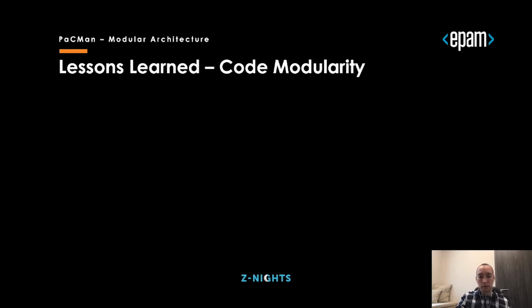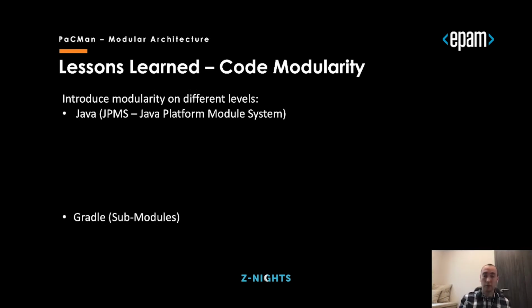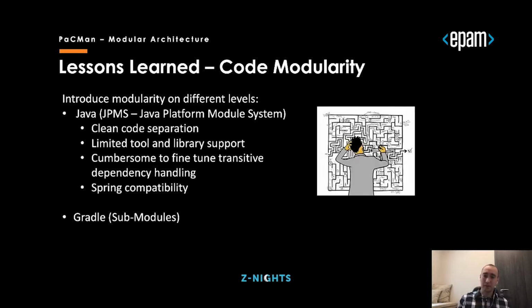There was another lesson around code modularity. Zoltan already touched on this, so we went with the Gradle submodule approach. But actually, we took a deeper look at the Java platform module system. We were really excited about it. It's been there since Java 9, a lot of talk about it. Let's do it. We want to modularize our application. It's a great opportunity to go with it. But after taking a look at it, it turns out that the tool and library support is still not that great for it. It's really cumbersome to fine-tune the transitive dependencies, and there were issues with Spring compatibility too.